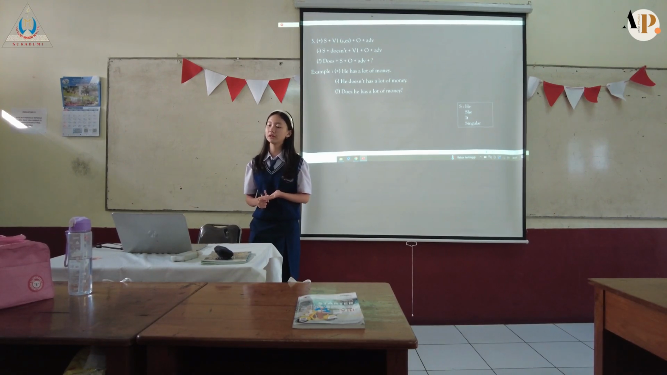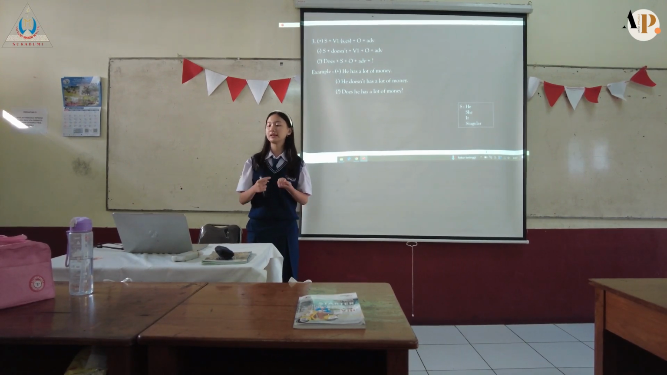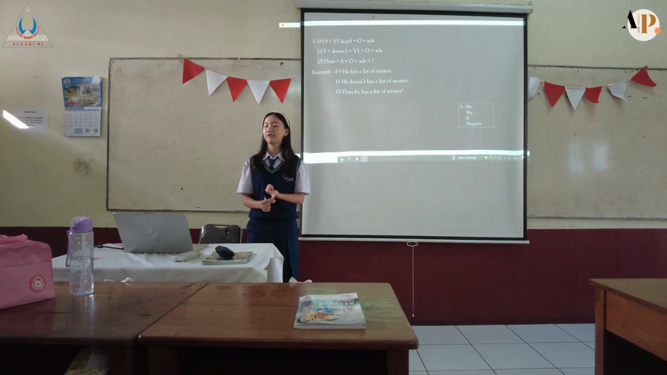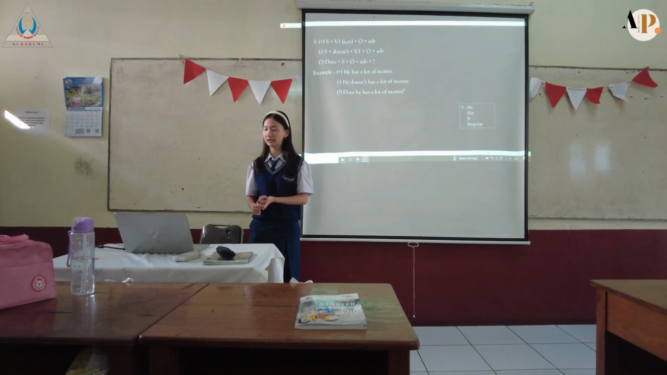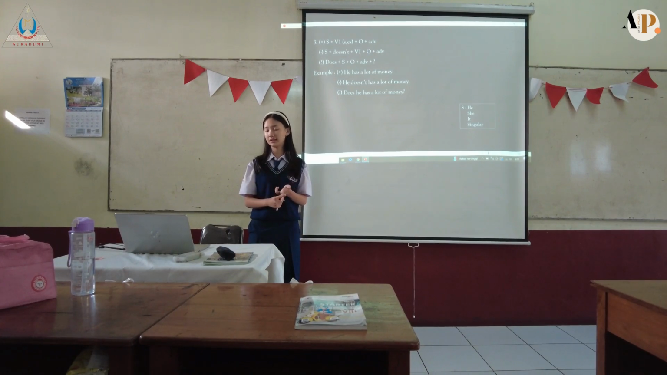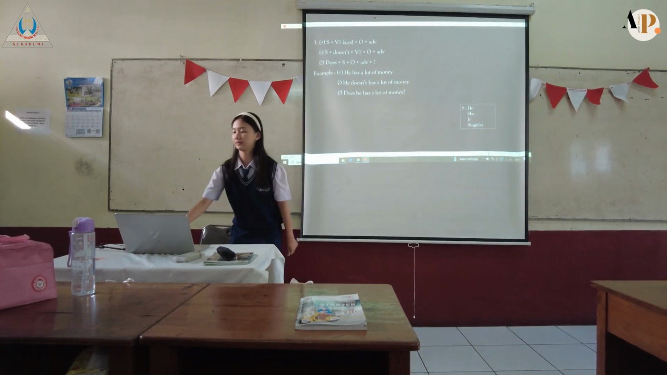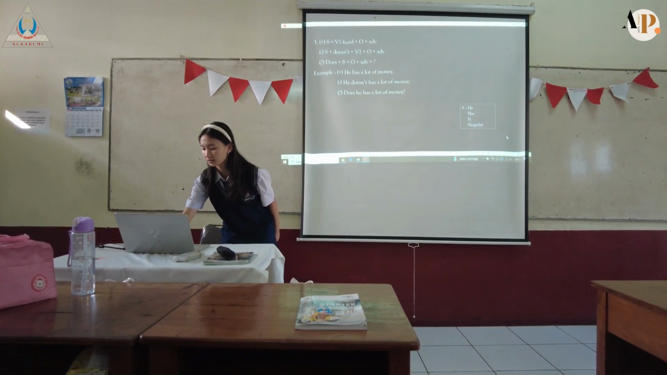The example for the positive sentences is he has a lot of money. For the negative sentences, he doesn't have a lot of money. For the question sentences, does he have a lot of money? The subject we use is he, she, it, singular. Or we can use they.